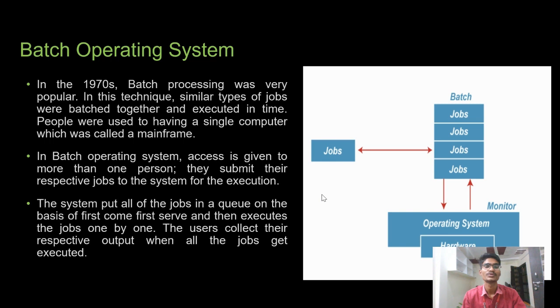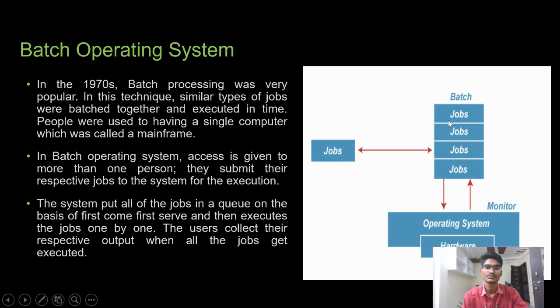In that system, the CPU, the computer access, is given to more than one person. It means that many people can access one system to submit their jobs and get their output as per their requirements. The system puts all the jobs in a queue on a first in first out basis, and the queue follows the first come first serve mechanism, and then executes the jobs one by one. The user collects their respective output when all the jobs get executed. It means that all the similar jobs are collected and placed in a queue based on the first come first serve mechanism and executed based on FCFS.